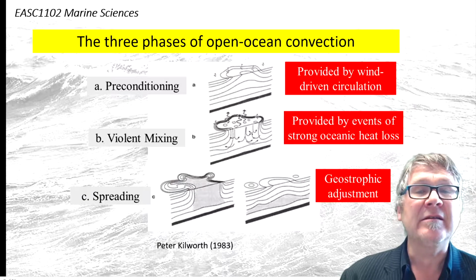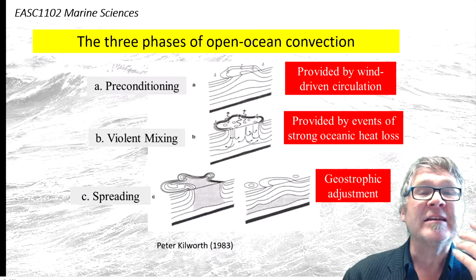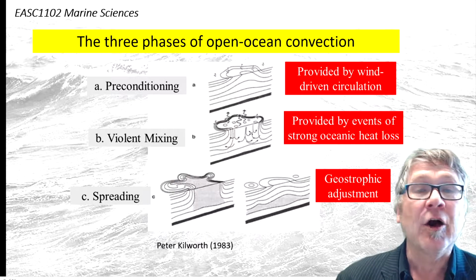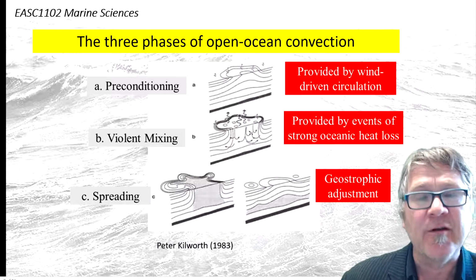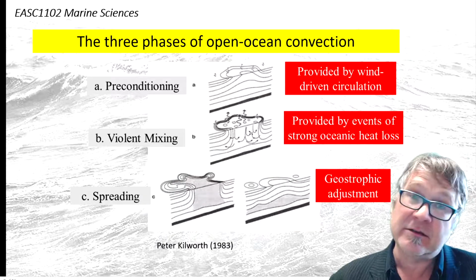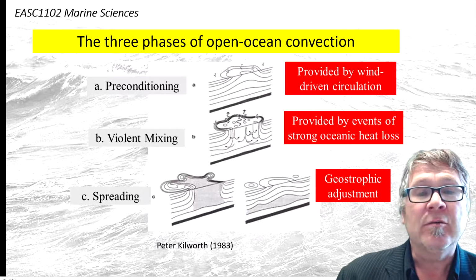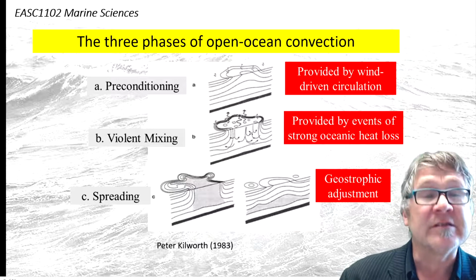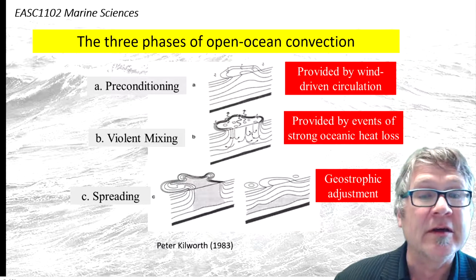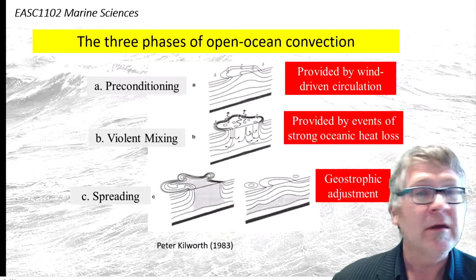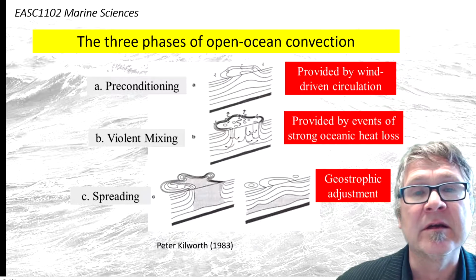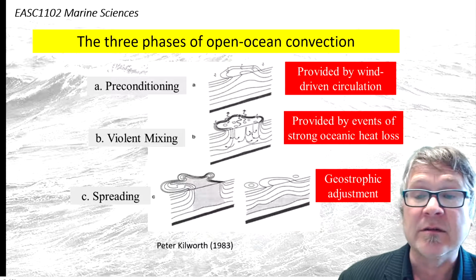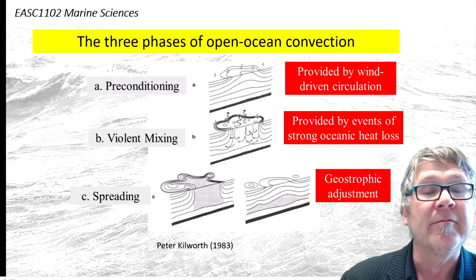On the other hand, you also need the exposure to cold air outbreaks. These are events of very, very cold air masses and strong winds, creating a large heat loss at the surface, a strong or rapid cooling event of the surface layers. And this is what increases the density and kicks off convection, and this is called violent mixing here.